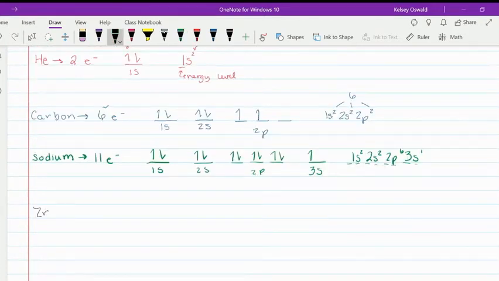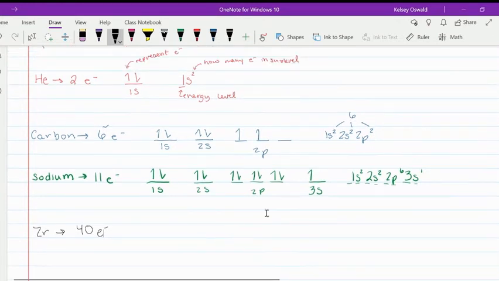So this one is going to get a little bit more complicated because zirconium, if you look at the periodic table, is going to have an atomic number of 40. So that tells us zirconium is going to have 40 protons and 40 electrons. So we're going to have to find exactly where all 40 electrons are located and what shape they are making as they move.